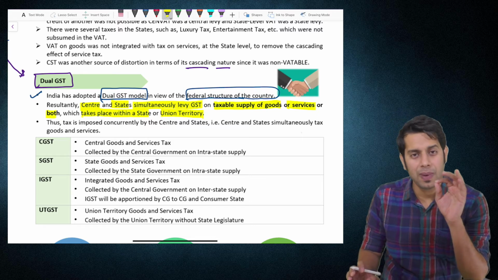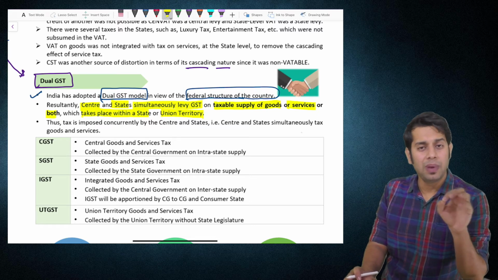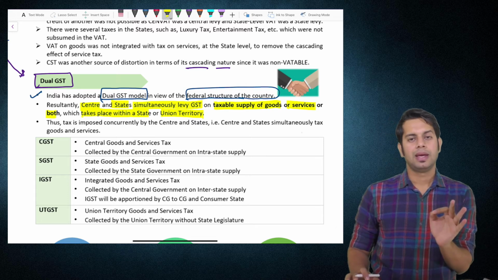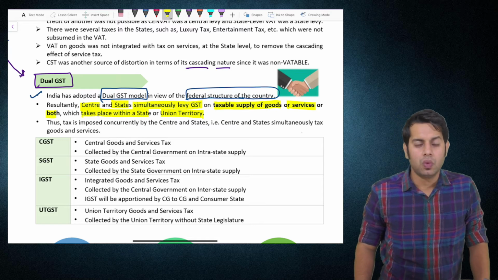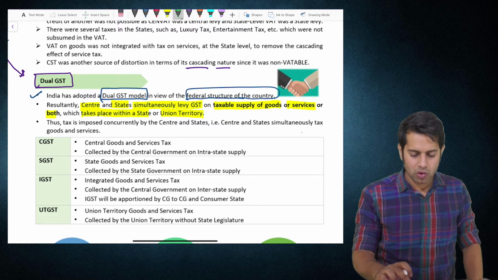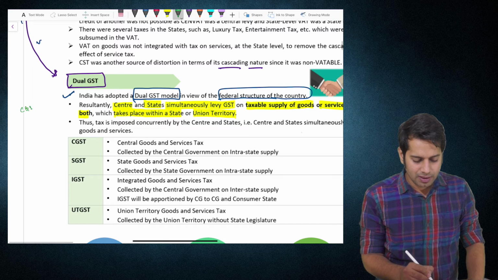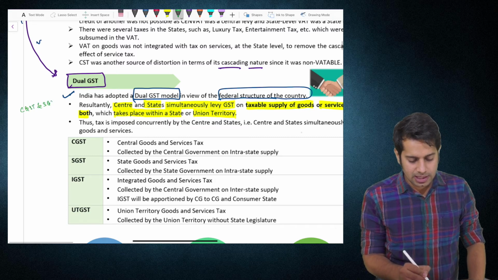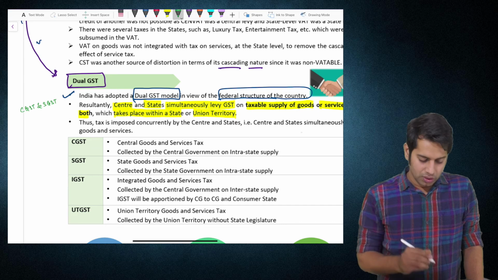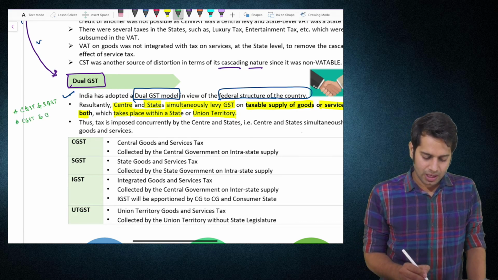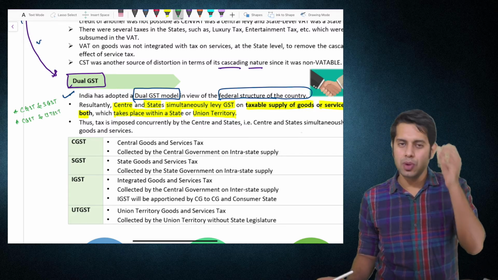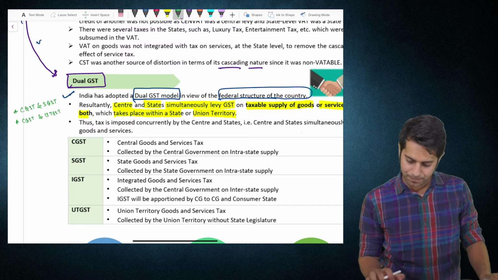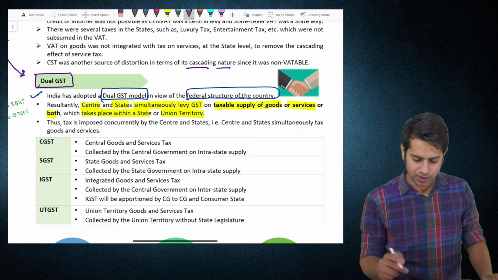If you are making any supply within your own state, or within the same union territory, they will collect taxes from you. Who will collect? Both the central government and the state government will collect taxes from you. That is, they will collect CGST and SGST if you are making a supply in your own state, and they will collect CGST and UTGST if you are making a supply in the same union territory. We'll understand all these things one by one.